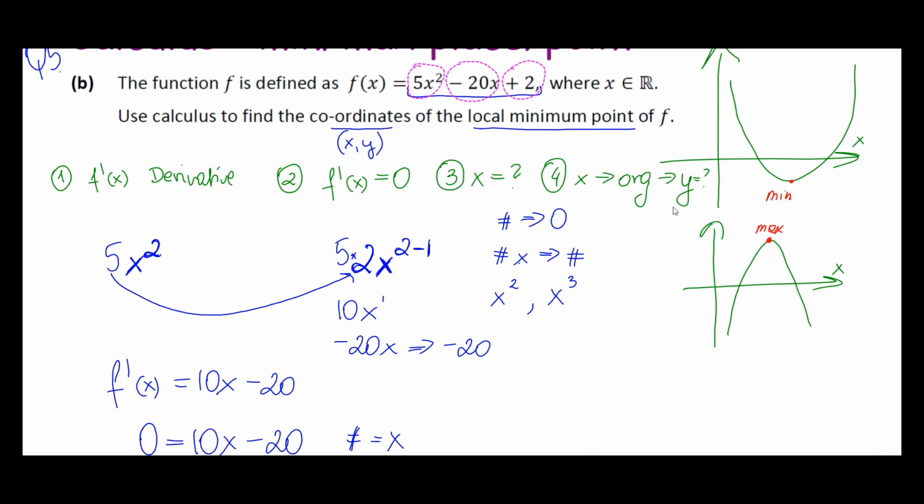That is a very common thing to do in your Leaving Cert. It's always, I would say, probably there every year.